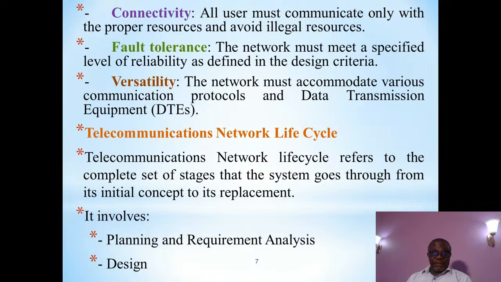Two, connectivity. All users must communicate only with the proper resources and avoid illegal resources. By illegal resources here, we are looking at those nodes that will be trying to hack into the system and listen to conversations or tap messages. So your connectivity must be able to identify only legal resources that are supposed to be part of the network.